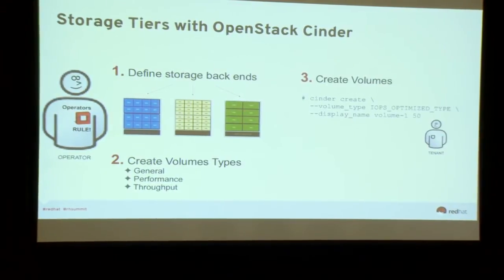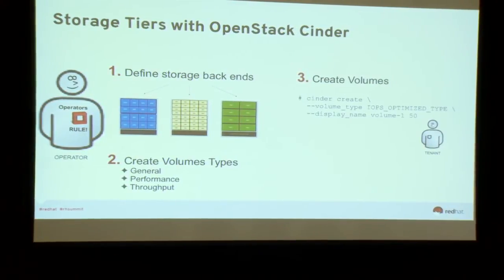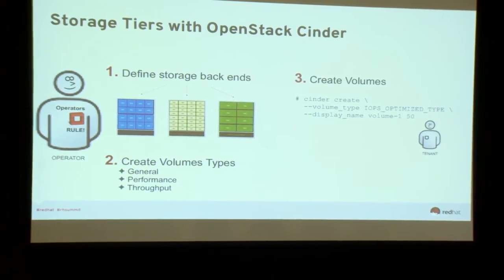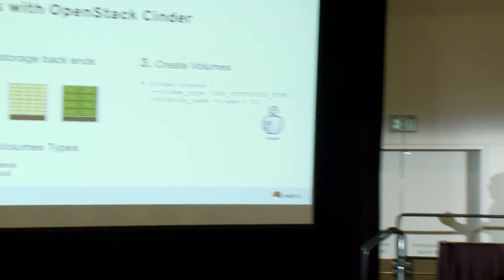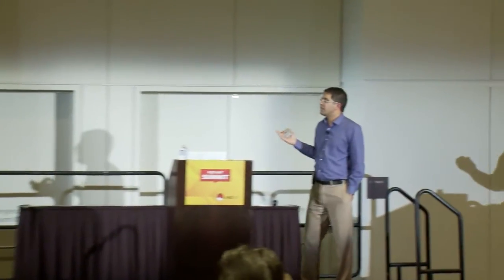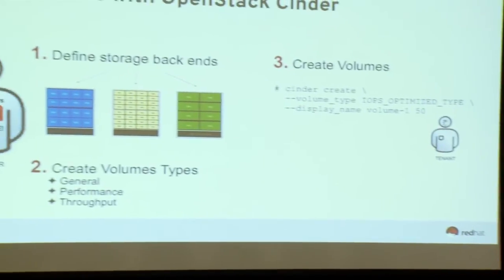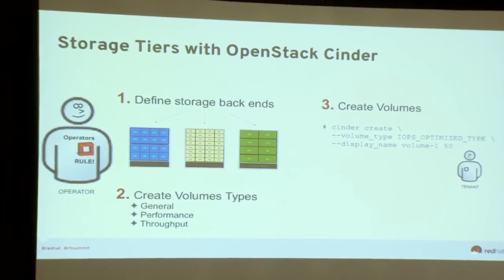And in the case of OpenStack, the way to do it is Cinder filters and schedulers. So it's a 3-step process, as you can see here. The first one is that, as an operator, you choose what are the various storage backends that you want. In this example, you have an IOPS performance tier, a throughput tier, and then your general purpose capacity tier. Next, you create the volume types, as I've shown here as an example: general, performance, and throughput. This is what the operator does.